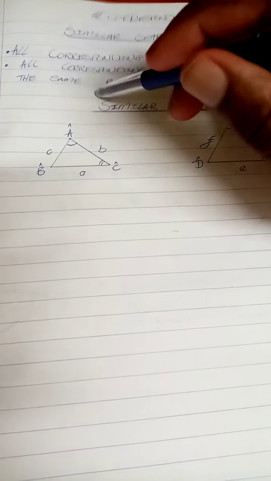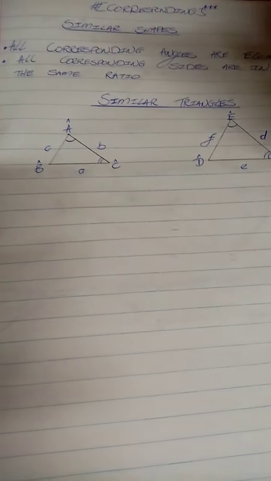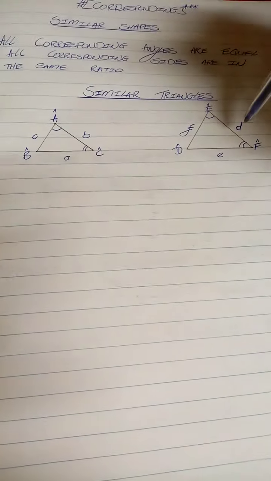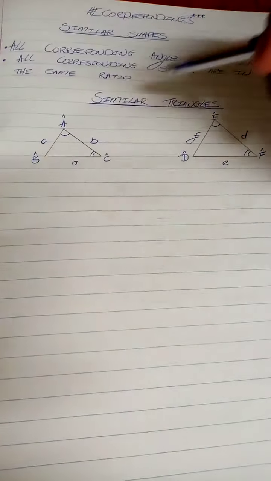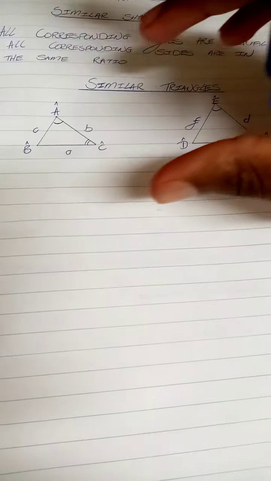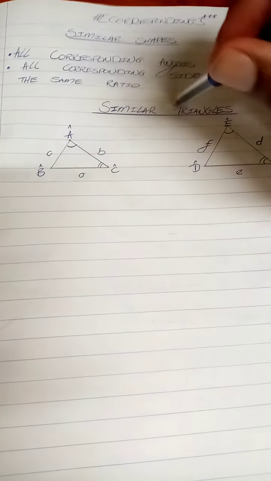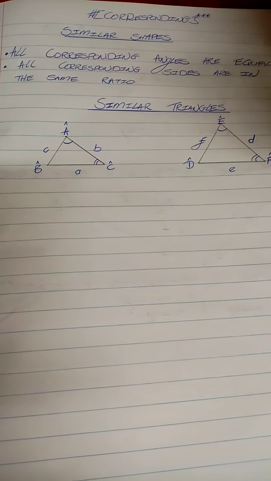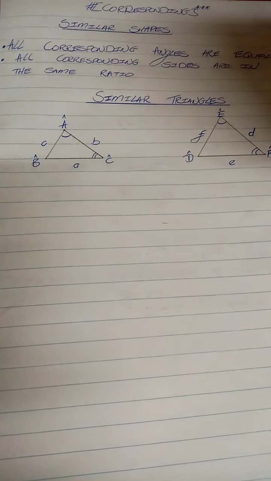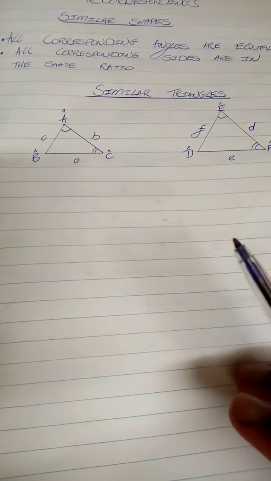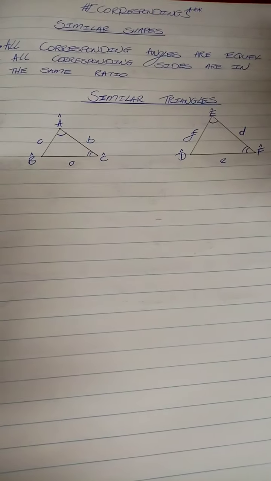But all corresponding sides are in the same ratio. So basically what this is trying to say, we are looking at this triangle and this triangle as they are, the first rule of similarity, as it is said here: all corresponding angles are equal and all corresponding sides are in the same ratio.